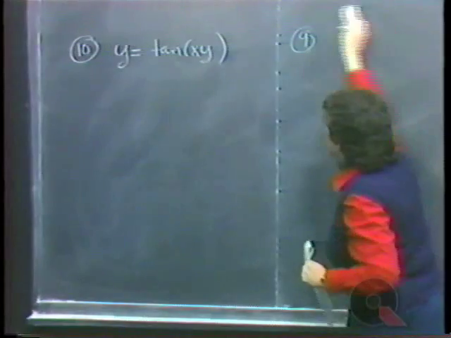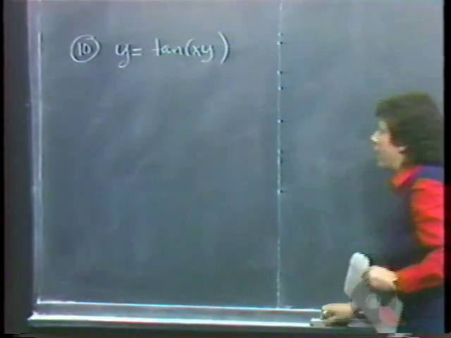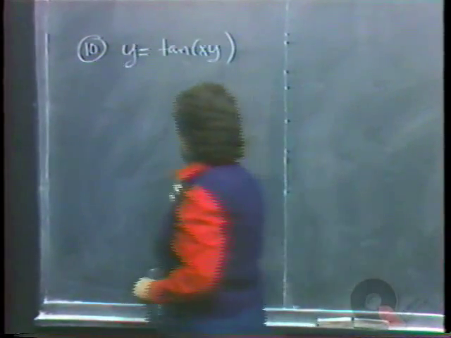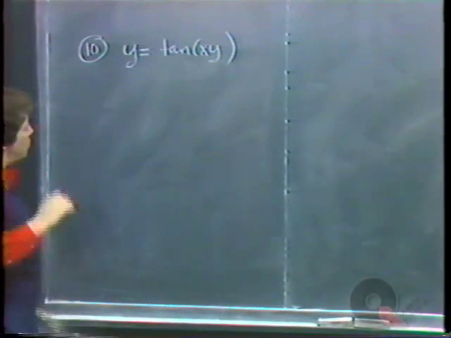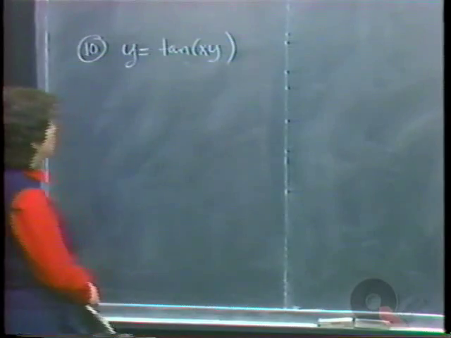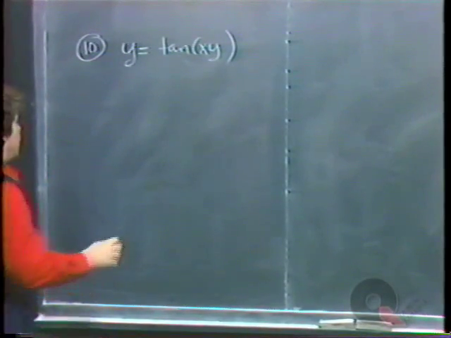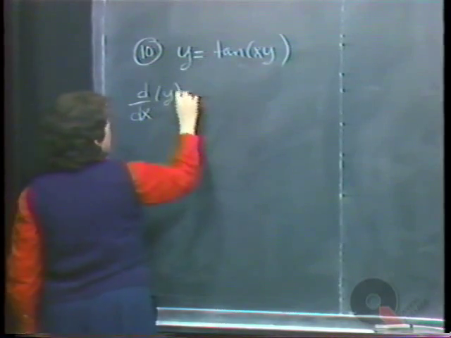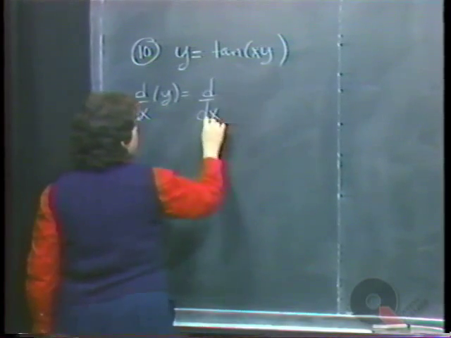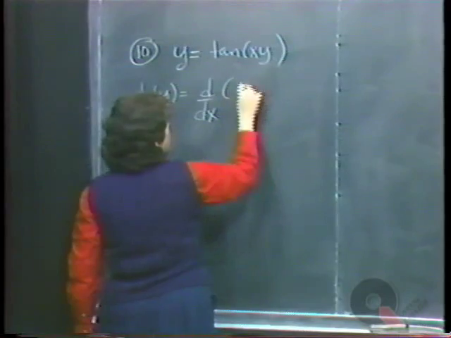For those of you who have studied implicit differentiation already, then what we're dealing with here is a problem. We want to find dy/dx, and our procedure is that we're going to take derivatives of both sides with respect to x. The derivative of the left side with respect to x equals the derivative with respect to x of the right side.